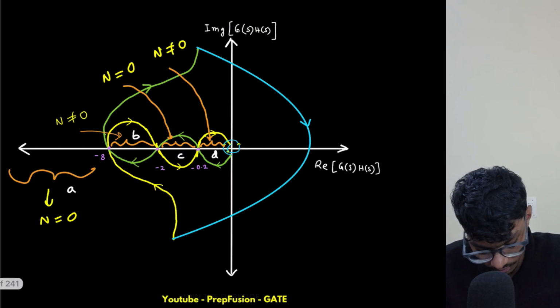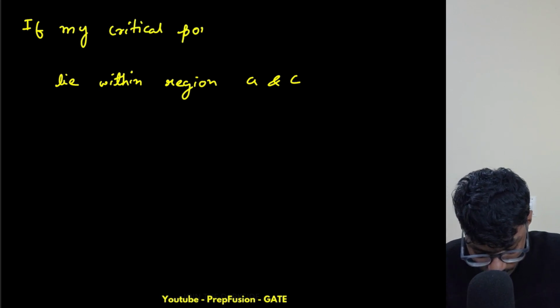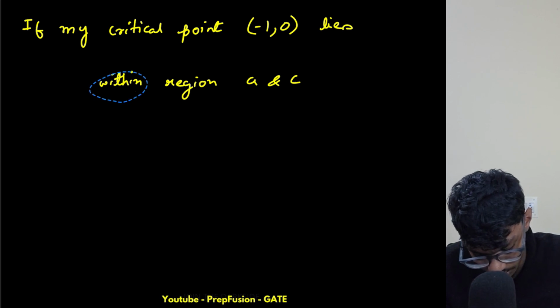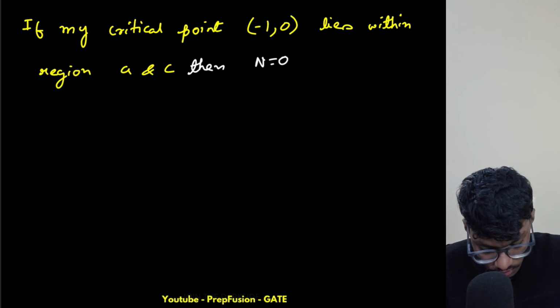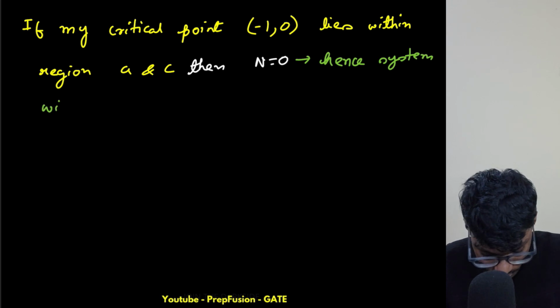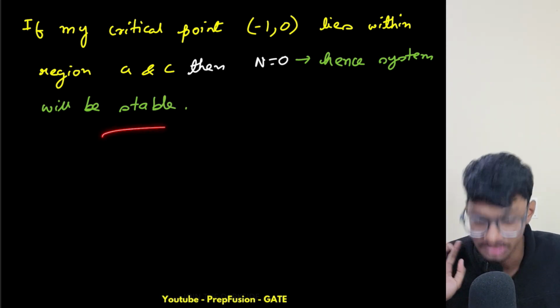If my critical point minus 1 comma 0 lies within region A and C, then N is 0, hence the system will be stable. Okay, this is the first case. Basically this is the first case, right?